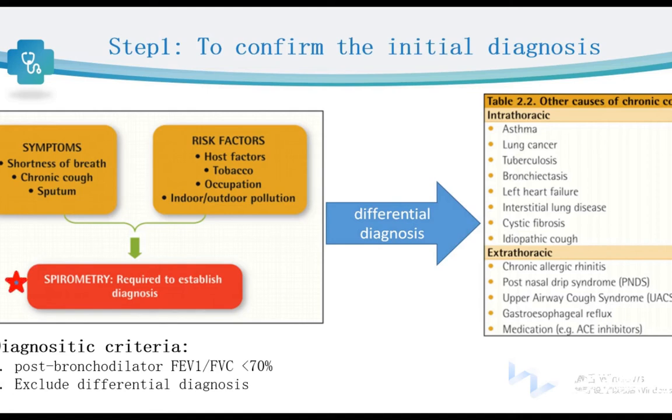The diagnostic criteria of COPD including 2 points. 1. The post-bronchodilator FEV1 over FVC less than 70%. Here we need to notice the post-bronchodilator data. And 2. To exclude other differential diagnoses, including asthma, lung cancer, tuberculosis, left heart failure, and so on.